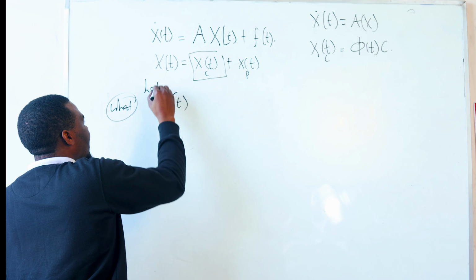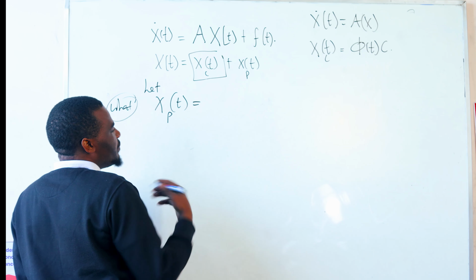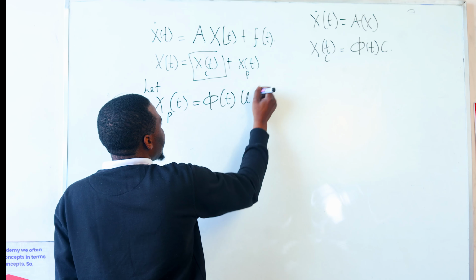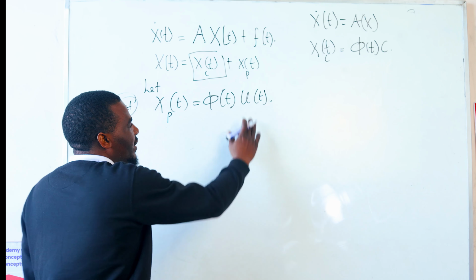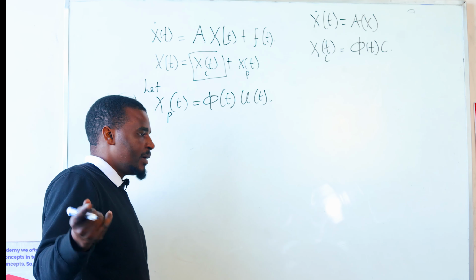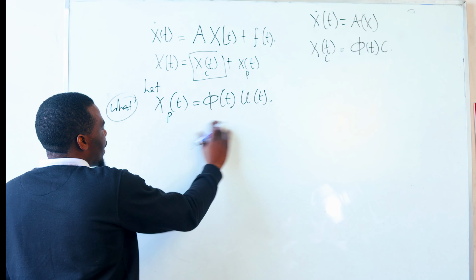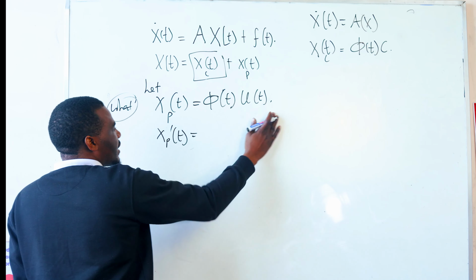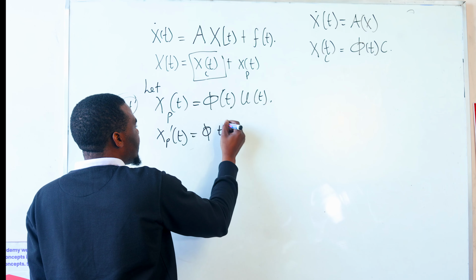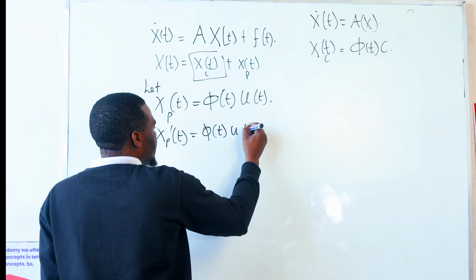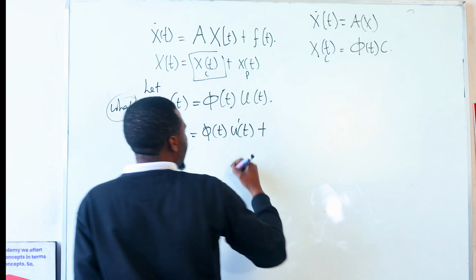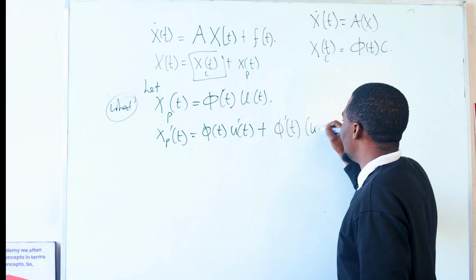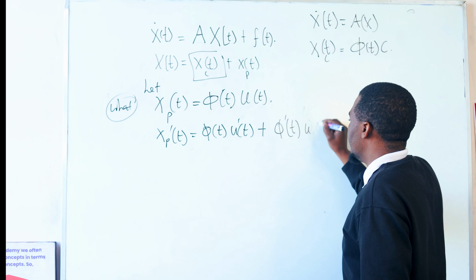So what we can do is let this particular solution be equivalent to phi of t probably times u of t, where u of t is just an n by 1 matrix. All right. So let's try to differentiate this. If I differentiate this, by the product rule, I'll get phi of t times u of t prime plus phi of t prime times u of t.